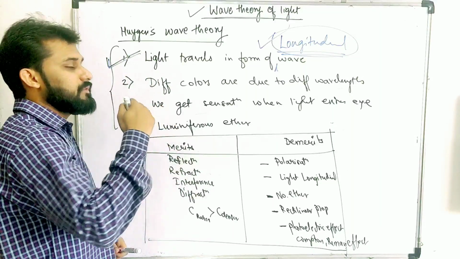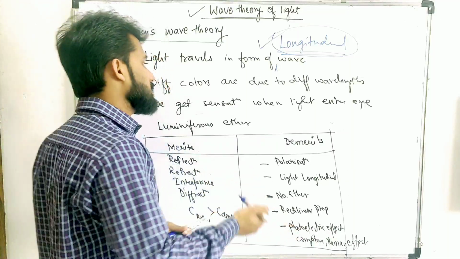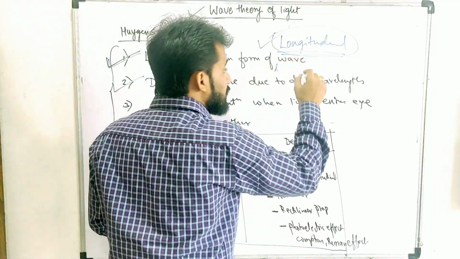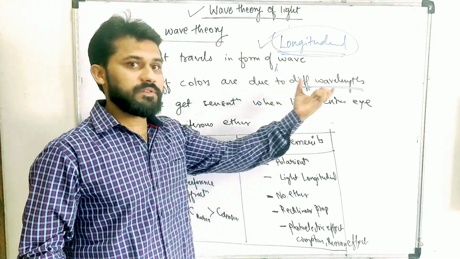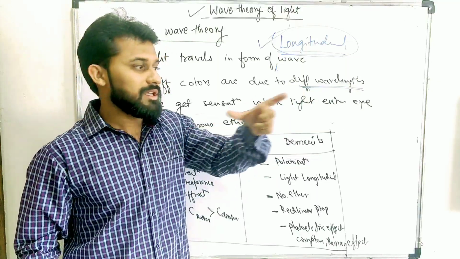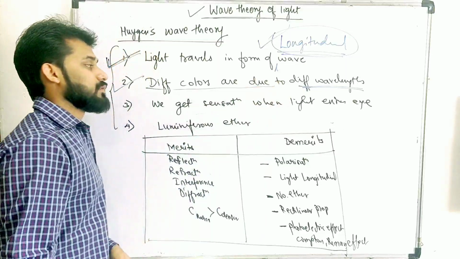The second point is, why do we get different colors of light? Why do we get 7 different colors, VIBGYOR? Because there are different wavelengths. This was the suggestion by Huygens, that different colors are because of different wavelengths. Smaller wavelength, blue color. Larger wavelength, red color. So different colors because of different wavelengths was the second point.